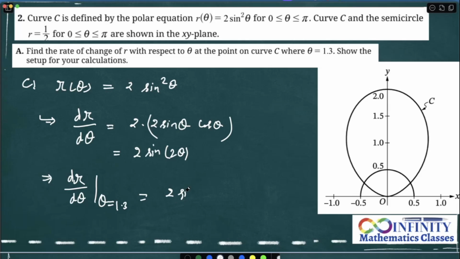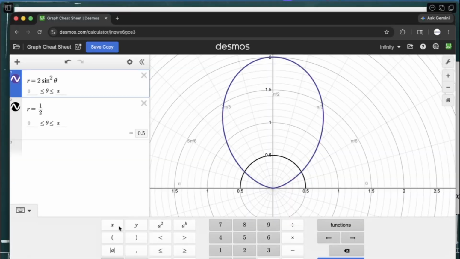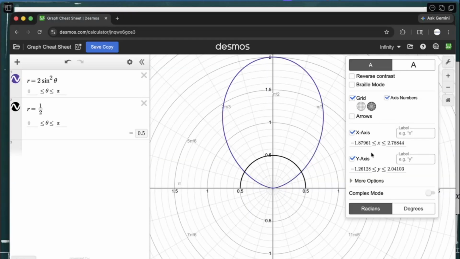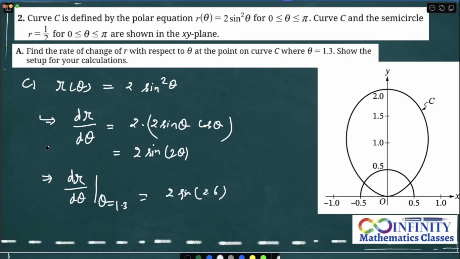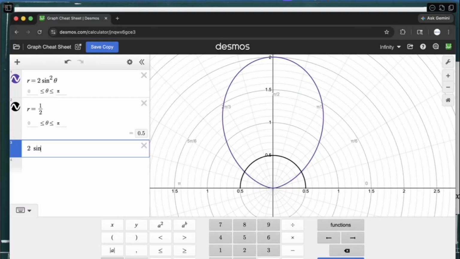You need to plug in the value. This is going to be sine of 1.3 into 2, which is 2.6. All the values are given in radians. Let us get the value of this expression. Radian mode is on by default. So the value is sine of 2.6, and the answer comes out as 1.031.